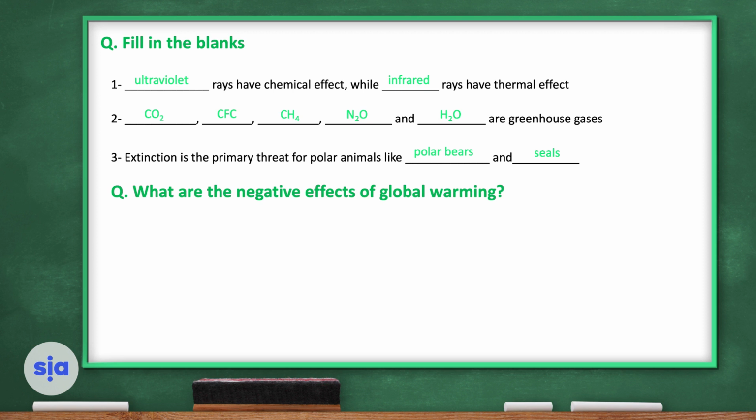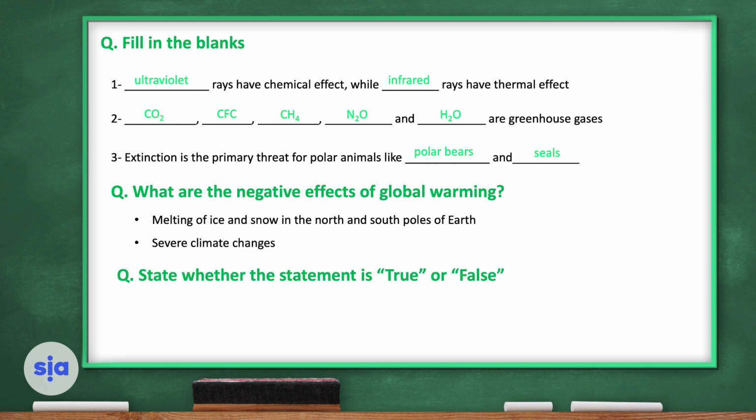So what are the negative effects of global warming? Melting of ice at the north and the south poles of Earth, severe climate changes. Here are some statements and you will state if they are true or false. Oxygen is considered to be a greenhouse gas. Is this true? Of course not. Oxygen is not considered to be a greenhouse gas. Maybe water vapor, maybe carbon dioxide, but not oxygen.